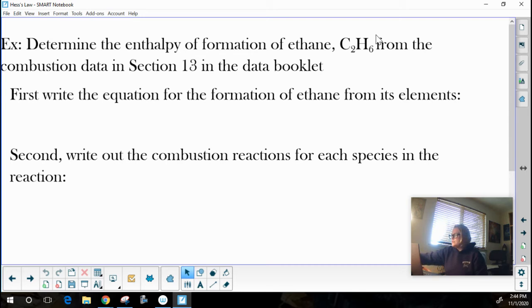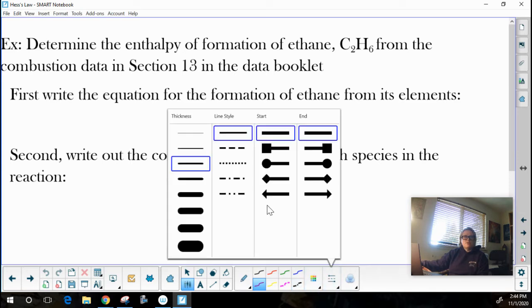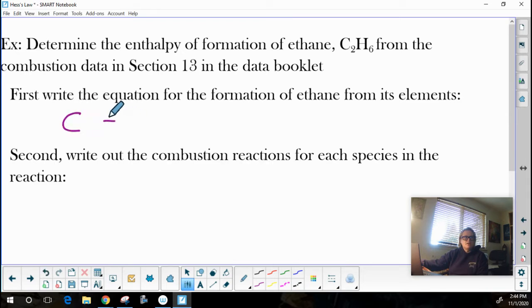So, step 1 with any of these Hess law problems that asks you to come up with the enthalpy of formation from enthalpy of combustion is you always write your balanced chemical equation, just like we usually do. So, we've got carbon added to some hydrogen to make some C2H6. And then we need to go back and balance. So we'll need 2 carbons here. We'll need 3 moles of hydrogen gas here. So I've got 2 carbons, 2 carbons. 3 times 2 makes 6 hydrogens, 6 hydrogens.